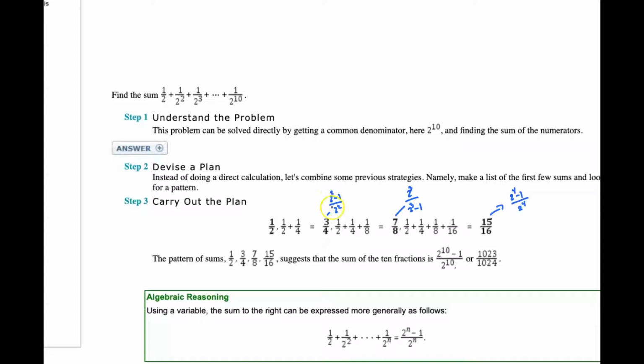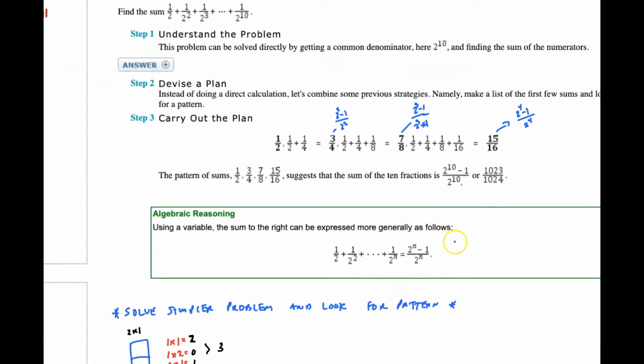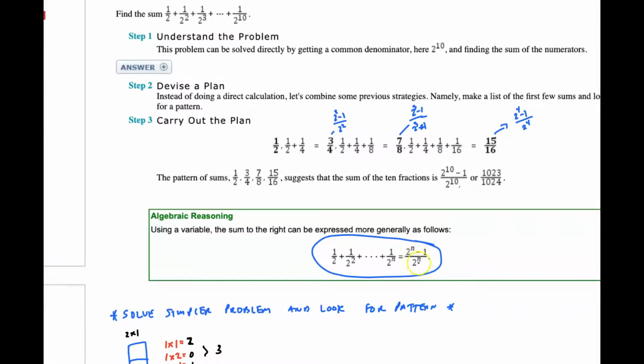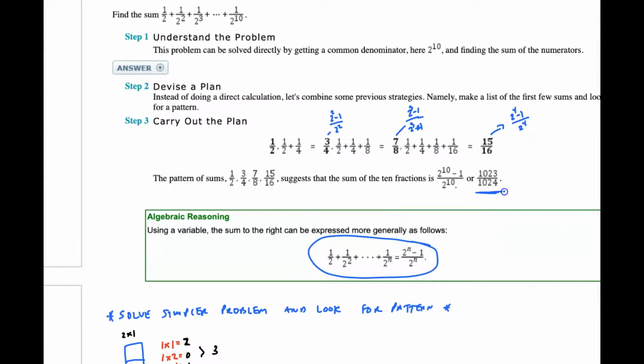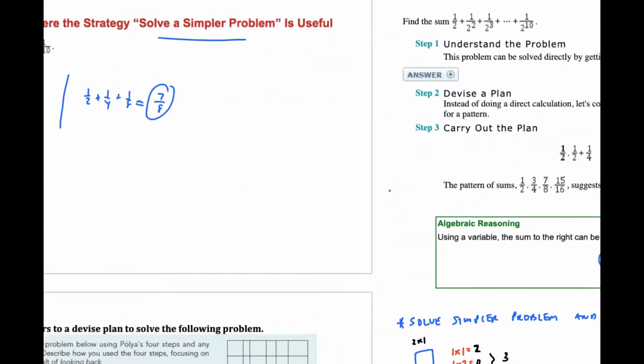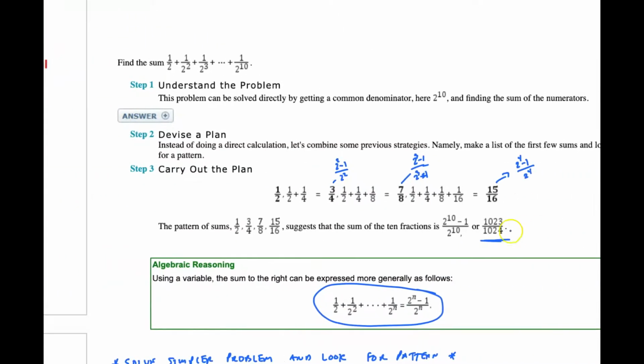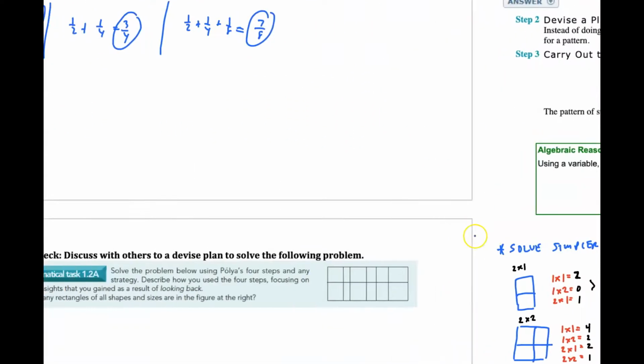And so you can see it's 2 squared minus 1 over 2 squared, then 2 cubed minus 1, there's your 7/8, then 2 to the 4 minus 1 over 2 to the 4, 15/16. So it turns out that you end up with this generic formula. When you start with a simpler problem, you get this formula. And so this is the sum for the first 10. When you go from 1/2 all the way to 1 over 2 to the power of 10, this is what you would end up with. So that's solving a simpler problem.